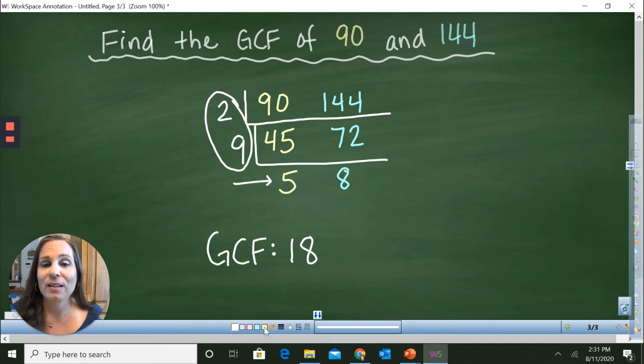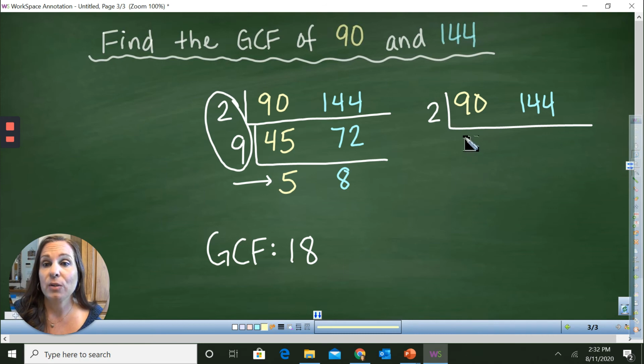Now, you're probably thinking, okay, but what if I didn't know that 9 went into both of those numbers? Well, that's okay. You'll still end up with the same answer in the end. So let's try it a different way. Let's say I divided by 2. 2 goes into 90 45 times. 2 goes into 144 72 times.